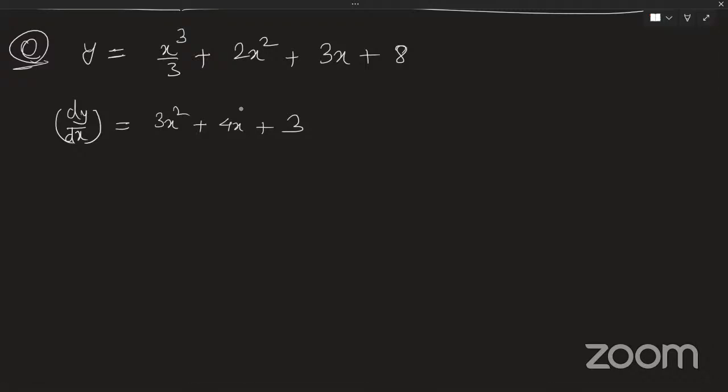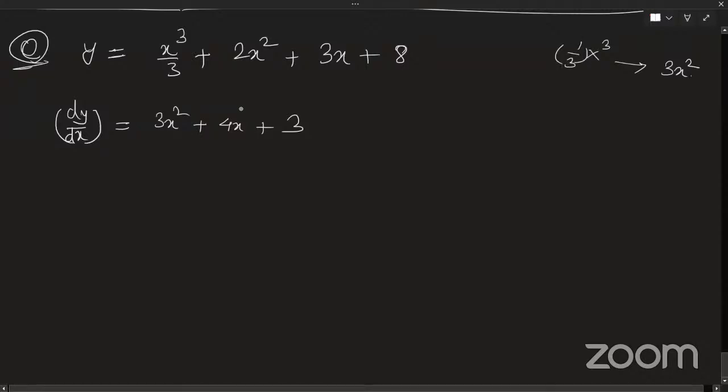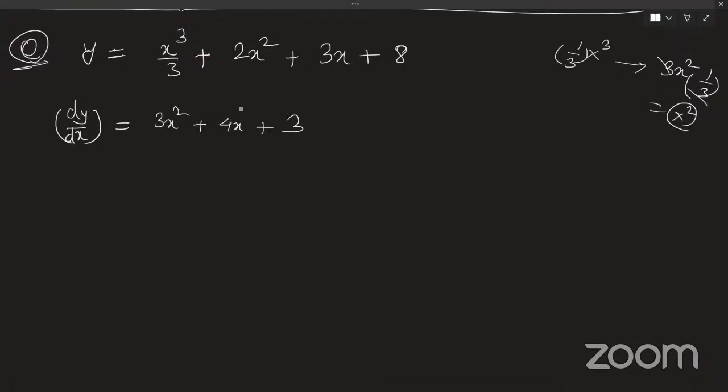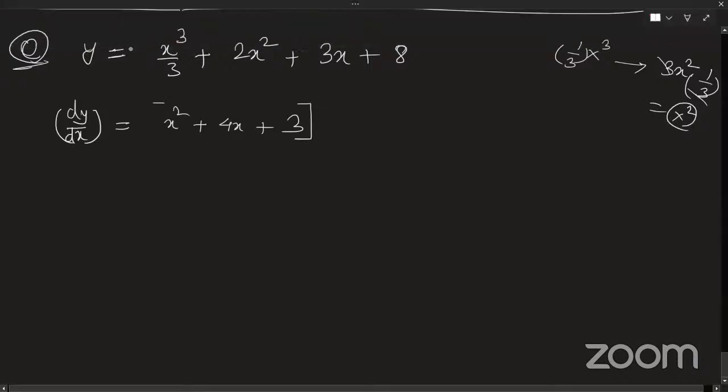Check it once again. See, there is a 3 in the denominator also. 1 by 3 into 3x square, no. See, what is the derivative of x raised to 3? First tell me this. 3x square. This is getting multiplied by 1 by 3, so this will also get multiplied by 1 by 3. So it will be x square, right? Yes, sir. So it is x square plus 4x plus 3. So tell me its critical points. That much you can do, right?